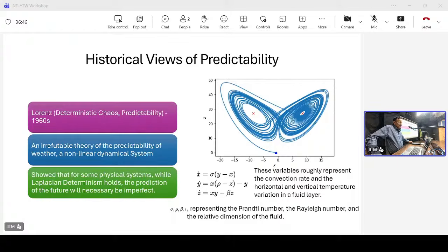So what it actually showcases is that for some physical systems, while not deterministic, the prediction of the future will necessarily be perfect. So most of the time, the prediction of the predictability of weather in a non-adaptive system.